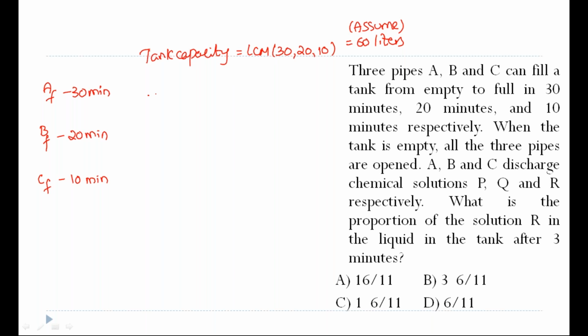Now here, as it is filling 2 liters per minute, 60 liters, right? This is 20 into 3. That's why 3 liters per minute. We want to get 60, so 20 into 3 will give 60, so 3 liters per minute. This is 6 liters per minute.